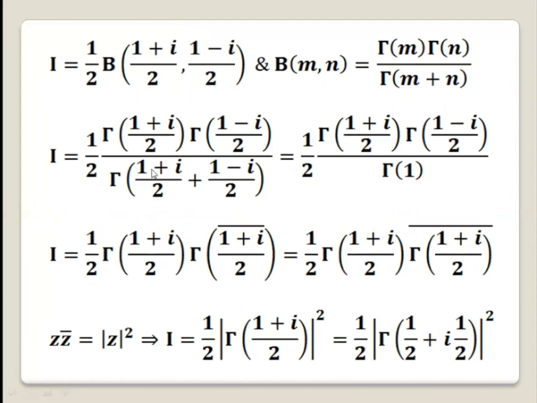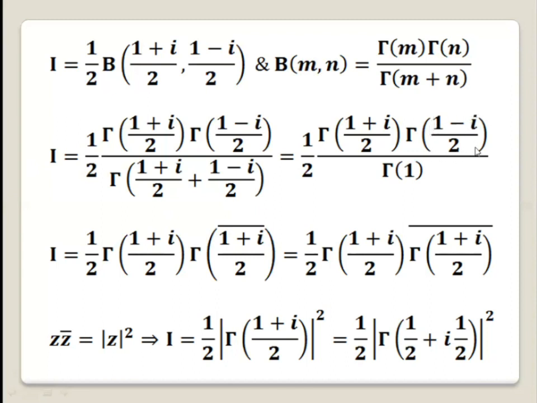all over gamma of m plus n, which is gamma of (1 plus i over 2) plus (1 minus i over 2). Here we have half plus i over 2 and half minus i over 2, so i over 2 and minus i over 2 cancel out. So we get gamma of half plus half, which is gamma of 1, and gamma of 1 equals 1. And so we can write I equals half multiplied by gamma of (1 plus i over 2) multiplied by gamma of (1 minus i over 2).